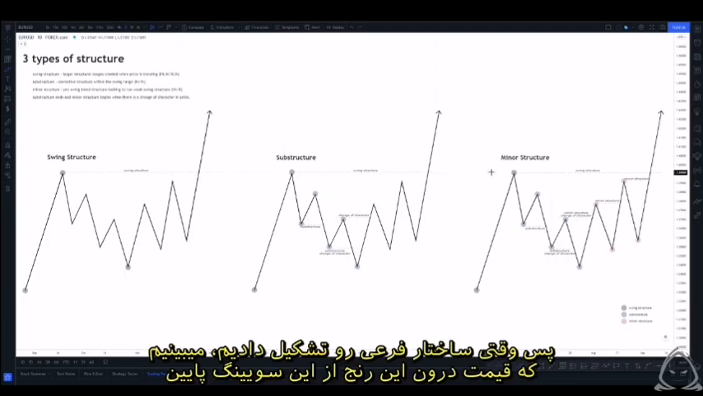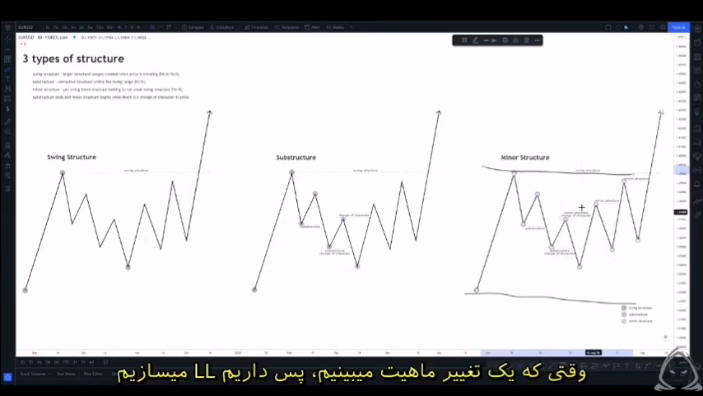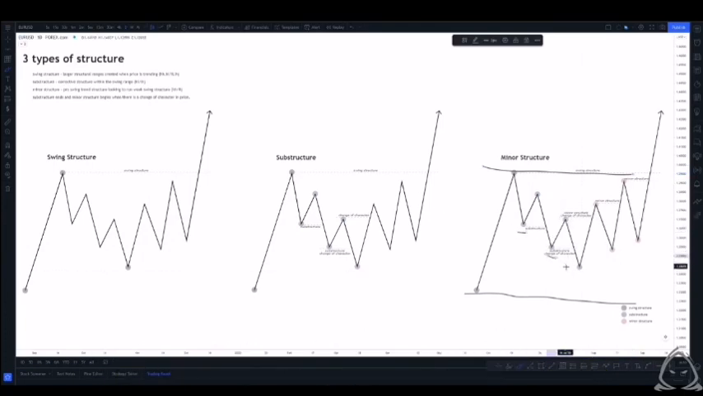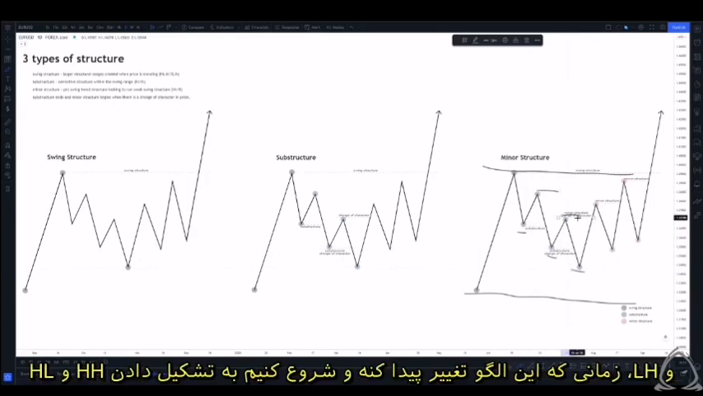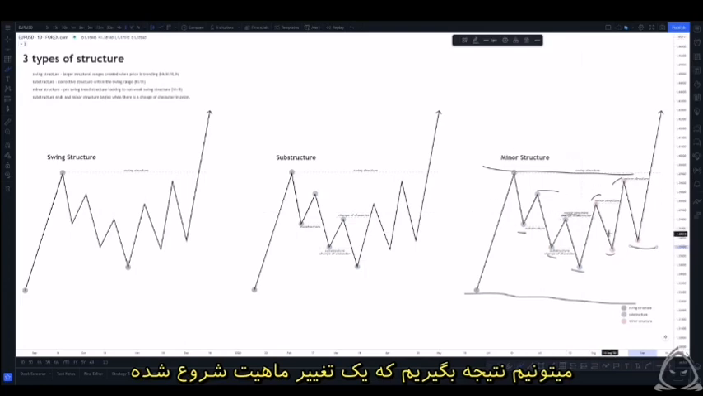Once we've established substructure, we can see that price is trading within this range of this swing low and this swing high. Price begins to correctively move to the downside, which is known as our substructure. Once we see a change of character, so we were creating lower lows and lower highs, and that paradigm shifts and we start to put in higher highs and higher lows, we're able to conclude that a change of character has begun.